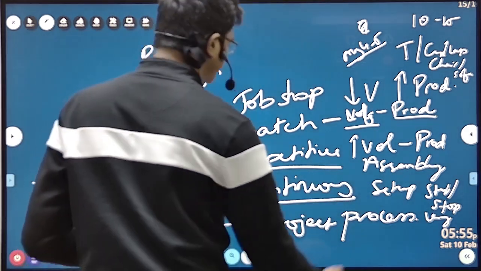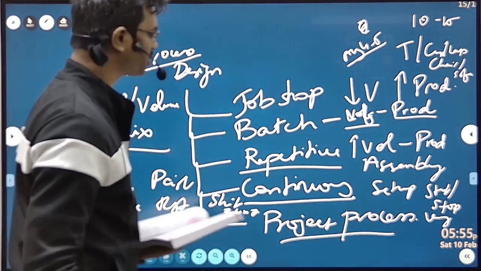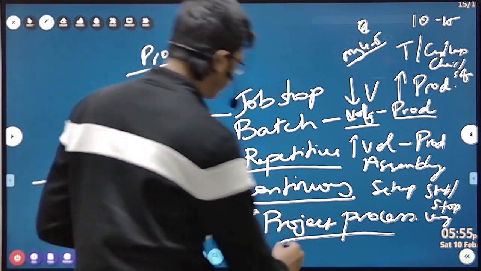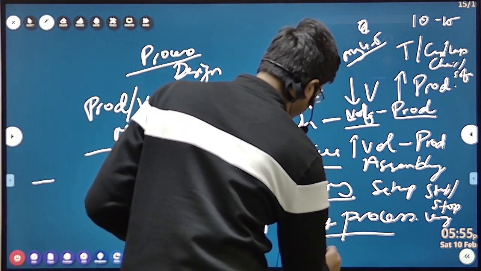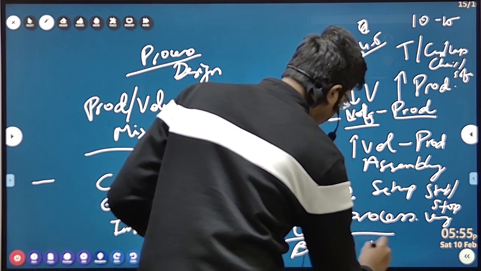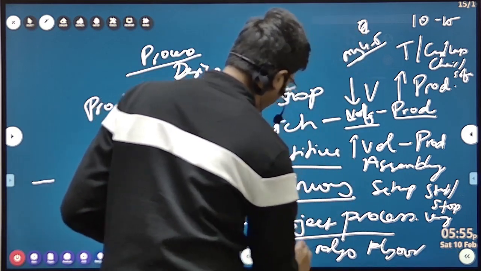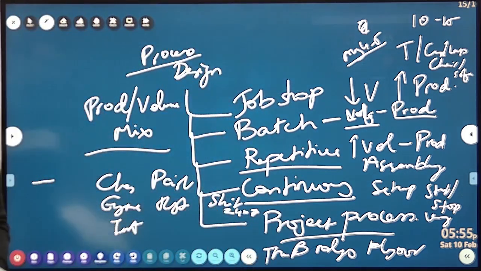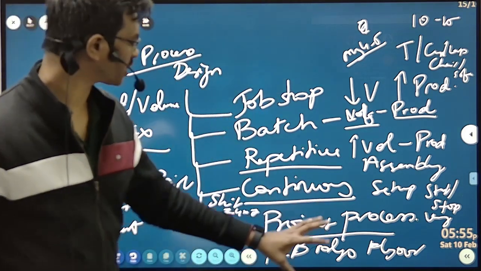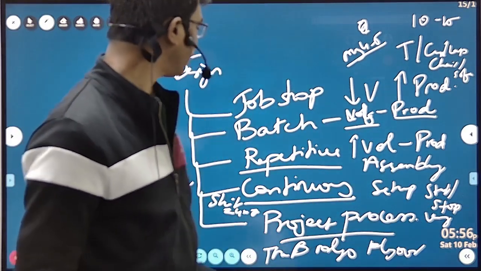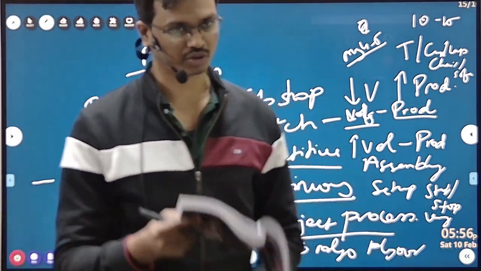And project process is very specialized, or when there are huge capital investments, like building bridges, flyovers, or huge processes with trains, mostly real estate kind of projects. For that project, you will have a separate process, separate experts of each domain, and they will decide how to carry on the work.